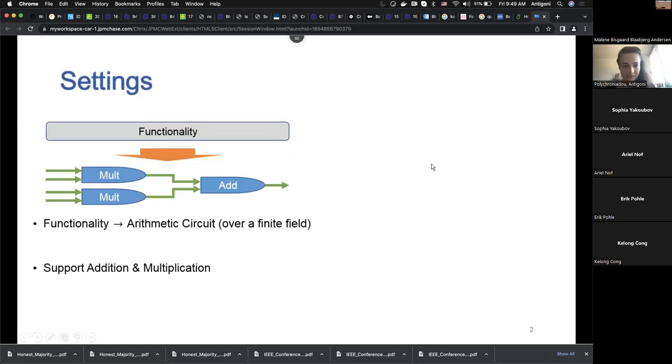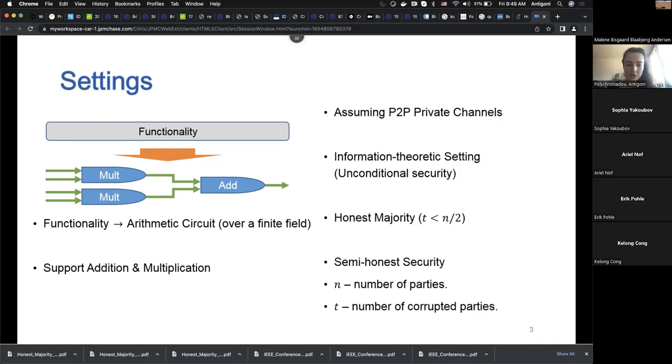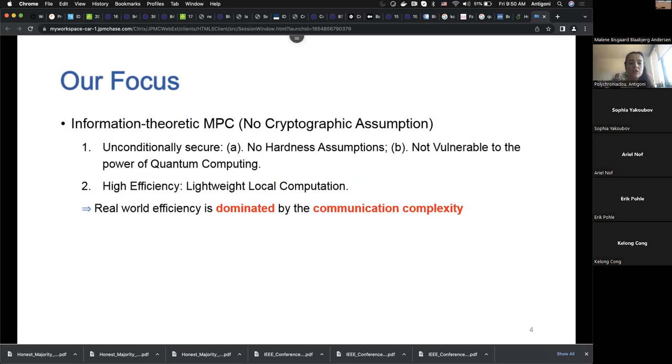So let me start. Our setting is the information theoretic setting with arithmetic circuits and finite fields. And we are, as I said, in the honest majority setting. We achieve in our results both semi-honest security and malicious security, but in this talk I'm going to focus only on semi-honest security.